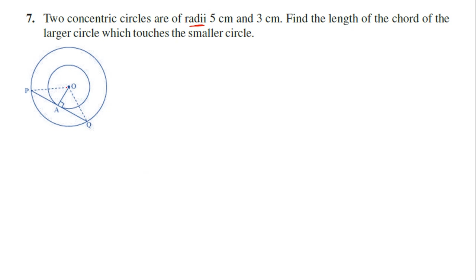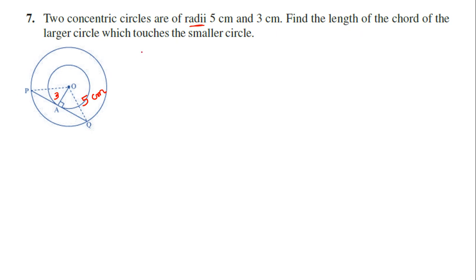5 centimeter radius, see OQ. As you can see here, OQ is 5 centimeter and OA is also a radius. OQ is the radius of the bigger circle, which is 5, and OA is the radius of the smaller circle, which is 3. Now find the length of the chord, meaning PQ.